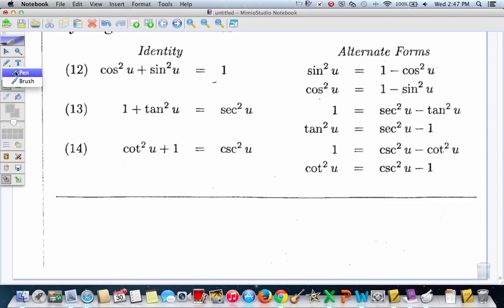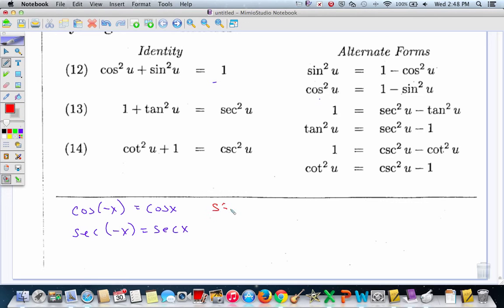I am going to add 6 more to this, the opposite angle identities. Cosine of negative x equals the cosine of x. Cosine and secant are reciprocal, so they follow the same values here. Secant of negative x equals the secant of x. Our second set, sine of negative x. Let's try that again, I forgot my negative sign. So sine of negative x equals negative sine of x.